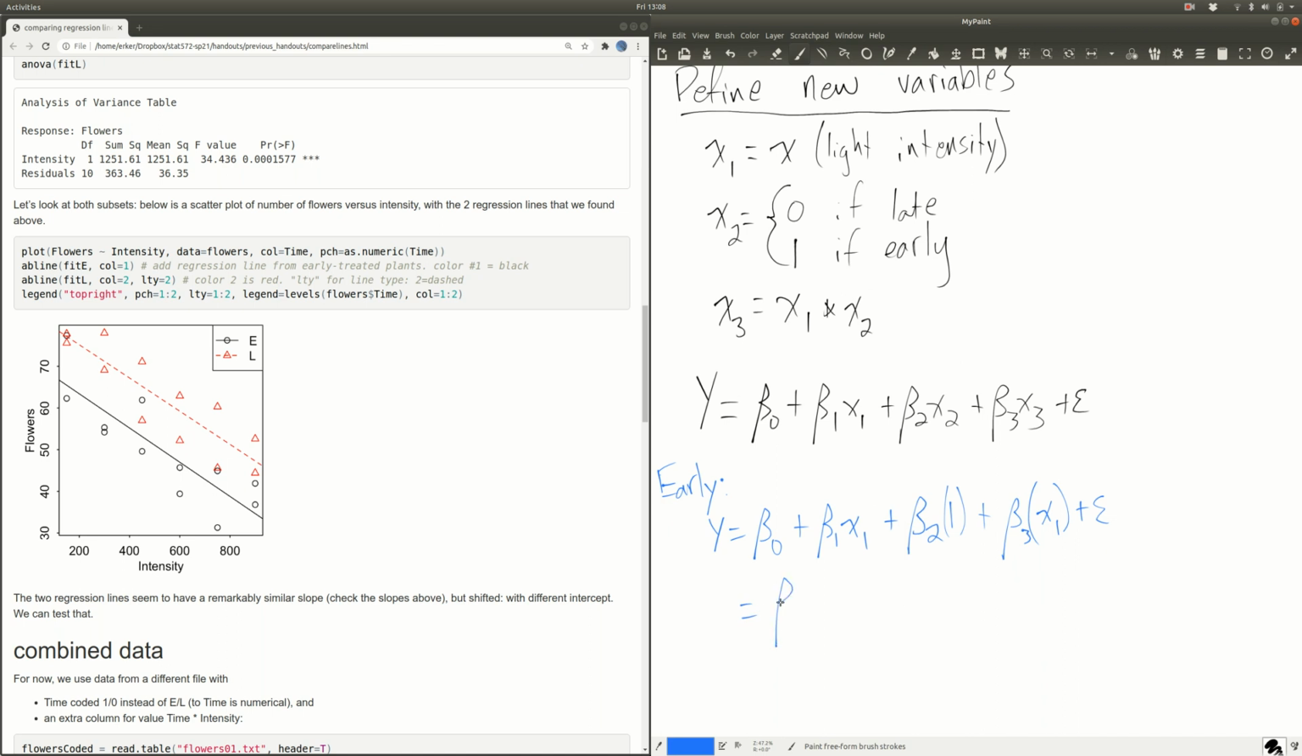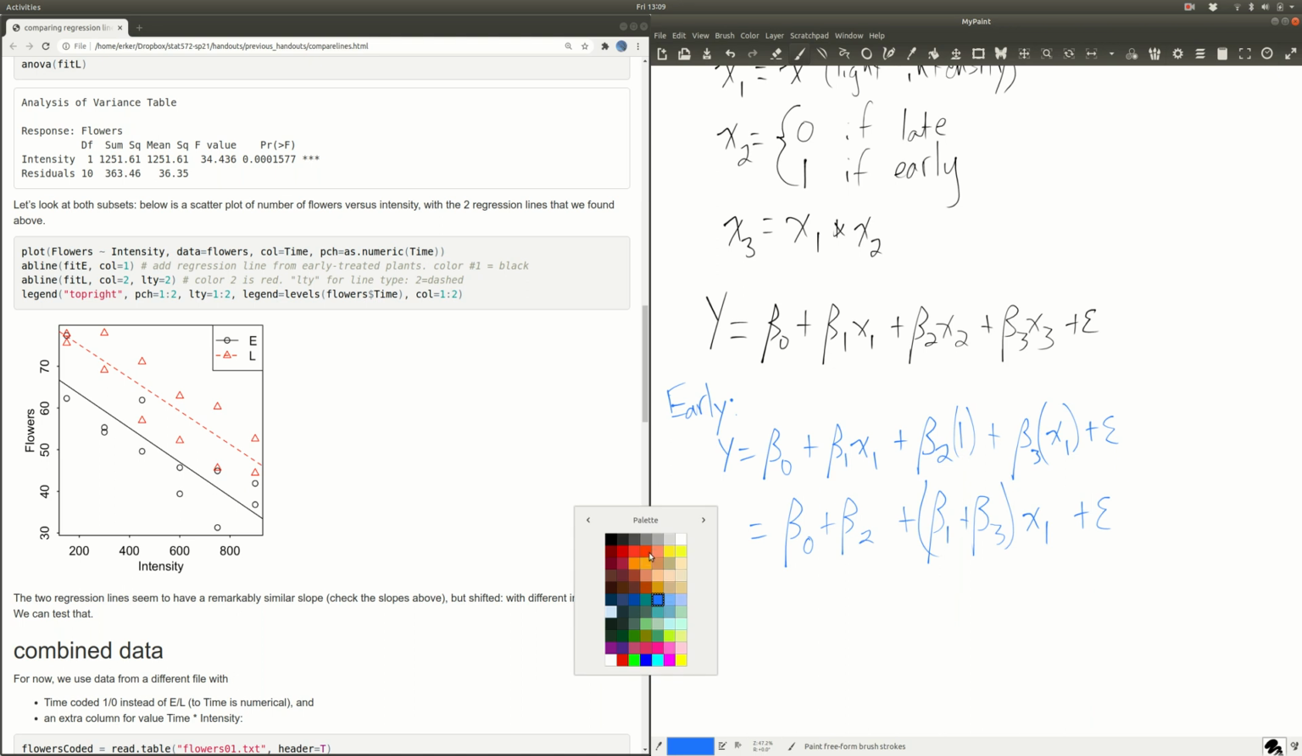This simplifies to beta naught plus beta 2 plus beta 1 plus beta 3 times x1 plus epsilon. I rearranged the variables a little bit, so you can see that these two are going to make up our intercept, and these two are going to make up our slope for light intensity, x1.